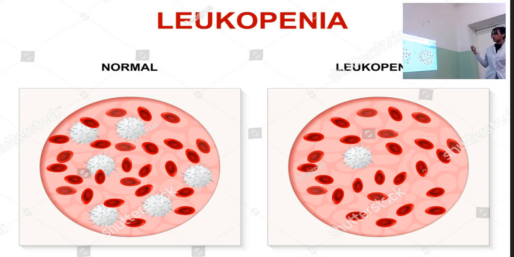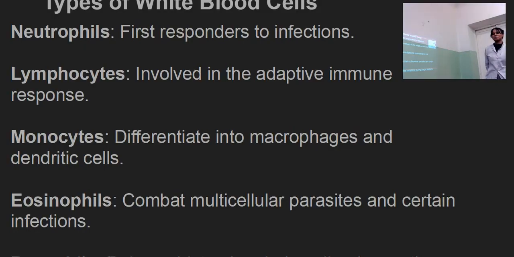Then this is just to give you a general overview of what leukopenia looks like as opposed to normal blood cells. That's the erythrocytes and then the white blood cells. But here you can see the types of white blood cells. We have neutrophils, lymphocytes, monocytes, eosinophils, basophils. Neutrophils are the first responders to infection. We have lymphocytes, which are involved in adaptive immune response. Monocytes, which differentiate into macrophages and dendritic cells. Eosinophils, which combat multicellular parasites and certain infections. And basophils release histamine during allergic reactions.